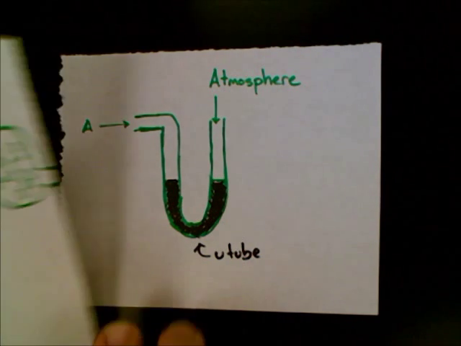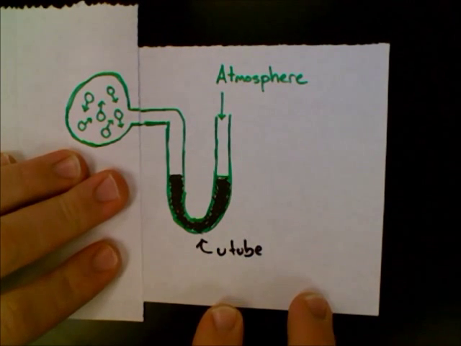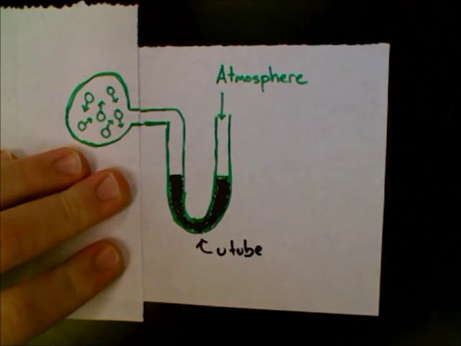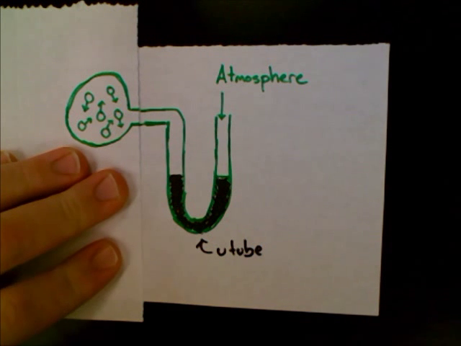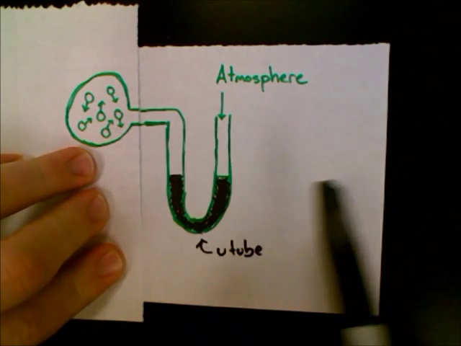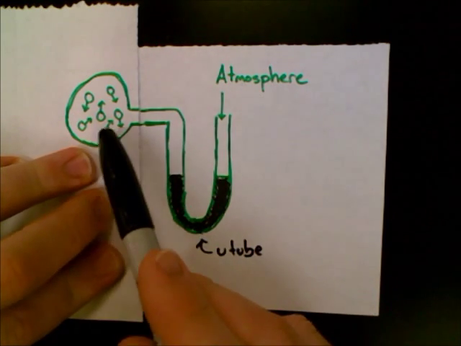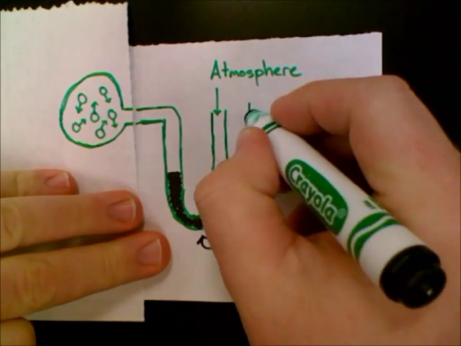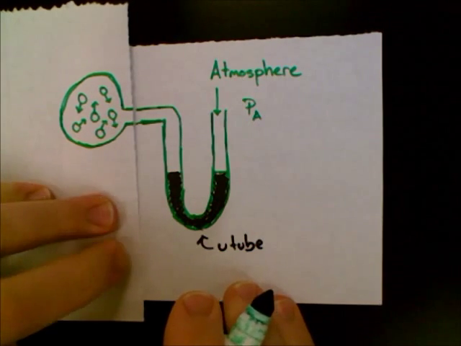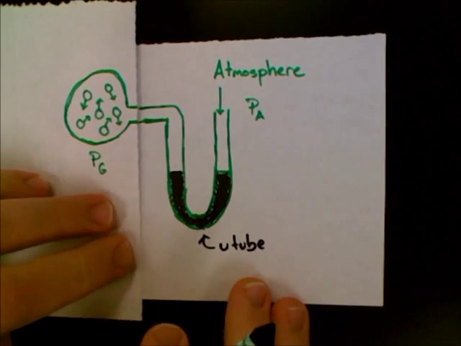Now, let's say we added to the one end, instead of having the atmosphere, we replaced it with some confined gas. And here we have our gas particles. They're bouncing around all over the place. Now, when we do that, what we now have is kind of like a tug of war. We have the atmosphere pushing at one end of the tube, and we have our gas over here pushing with a different pressure. So we have the pressure of the atmosphere on this end and the pressure of our gas over here at this end.